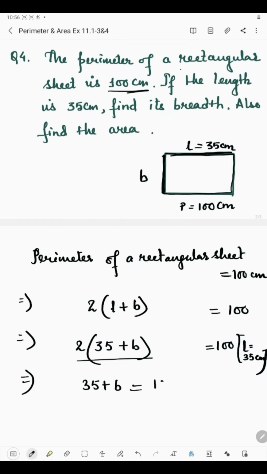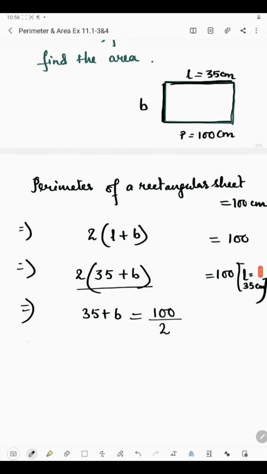So 100 is there on the right hand side. If you just transpose 2 to right hand side, it will come down. It will be 100 divided by 2. Now 35 plus b is equals to 2 ones are 2, 2 50s are 100. So 35 plus b is equals to 50. Now what will be the value of b? B only we will have to find, right? Breadth of a rectangular sheet. So what will be b here?